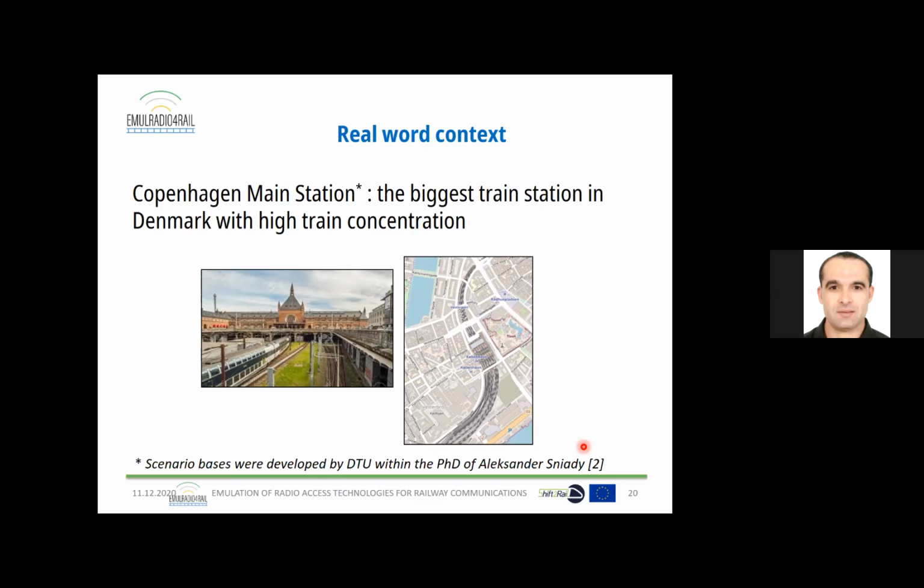The station is the biggest train station in Denmark with a high train concentration. It represents a typical area where a classical coverage may offer insufficient capacity to serve all the trains, and is an interesting use case where a multi-radio coverage can be considered. So the basis of these use cases were developed by DTU within the PhD of Alexander Sniady. And what was modeled here is mainly the train station area and the tracks network.